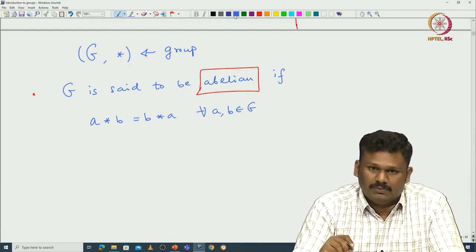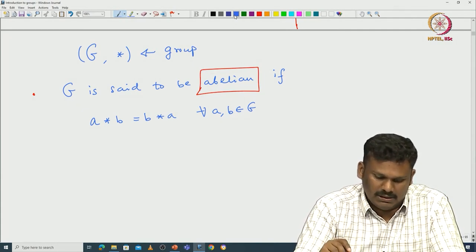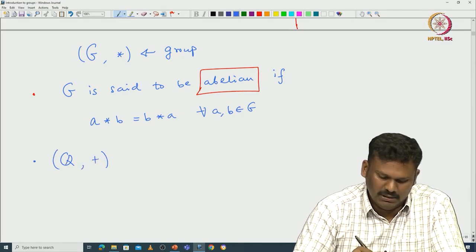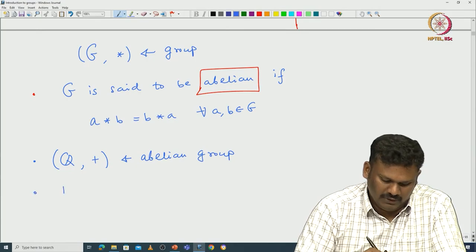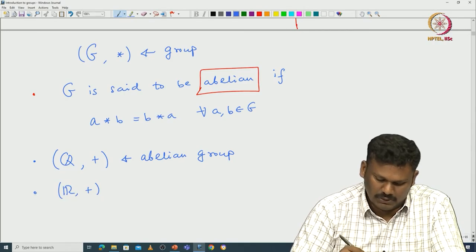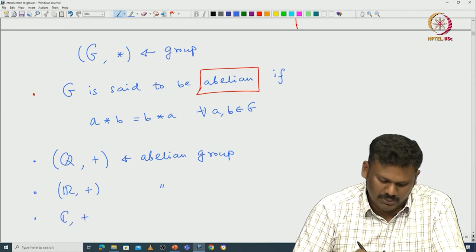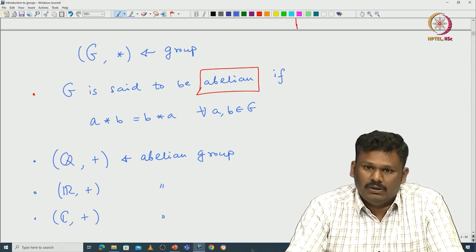So, (Z, +) is one such example. There are many other examples that you must have seen. For example, you can prove that the set of all rationals with respect to addition is also an abelian group. Then you take, for example, R, the set of all real numbers with respect to addition again, so that is also an abelian group. Similarly, you can take complex numbers with respect to addition, and that is also an abelian group. I will leave it to you to think about.